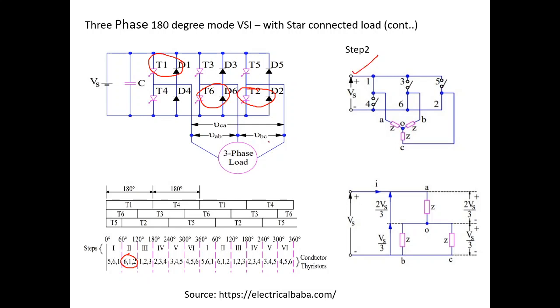So let us draw the equivalent circuit diagram for step 2. Across the load terminals, you have a balanced load as shown here, and on the input side we have the voltage source. Switch 1 is conducting, switch 6 is conducting, and switch 2 is conducting. If you observe carefully, A phase terminal is connected to the positive terminal of the voltage source. B phase is connected to the negative terminal of the input voltage source. C phase is also connected to the negative terminal of the input voltage source. In fact, this B phase and C phase are shorted.